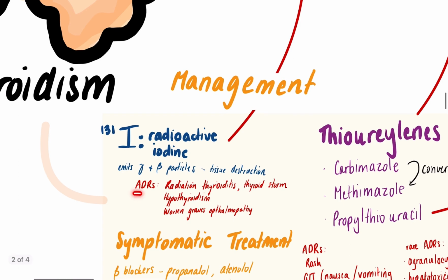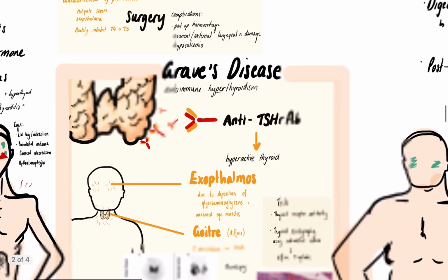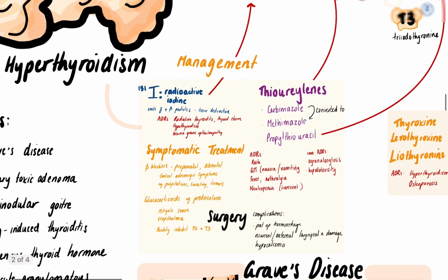However, adverse drug reactions can lead to radiation thyroiditis, a thyroid storm, so overstimulation of your thyroid gland because you are giving them iodine. If you overdo it, you can get hypothyroidism because you've killed off too much of the gland. And it can also worsen Graves' ophthalmopathy. So if someone has exophthalmos, it might not be the best idea to get them radioactive iodine as their first line of treatment.